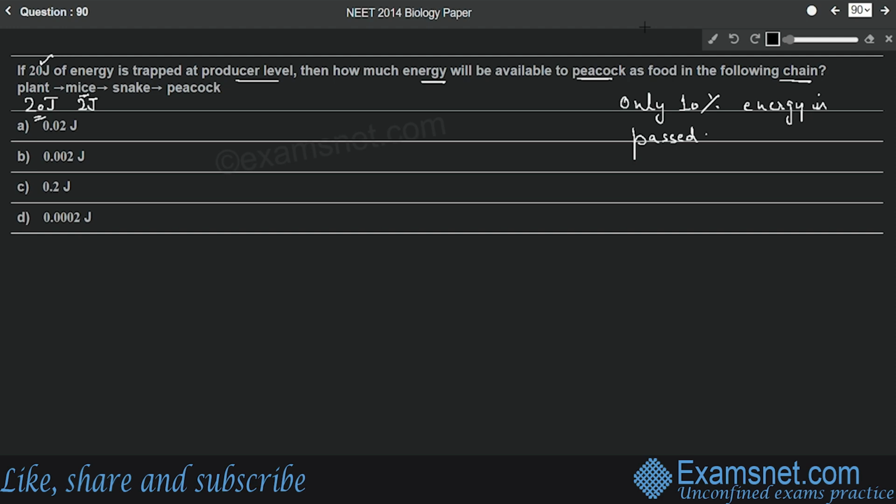Then snake feeds on mice, so 10% of 2 joule, that means 0.2 joule will be passed to snake. And then peacock feeds on snake, so 10% of 0.2, that means 0.02 joule will be passed to the peacock. So how much energy is available to peacock as food? So 0.02 joule. That means option A will be the correct answer.